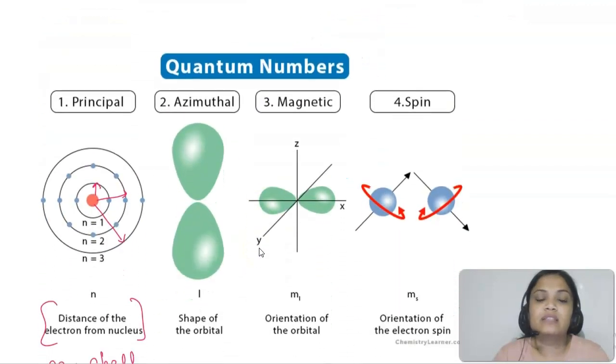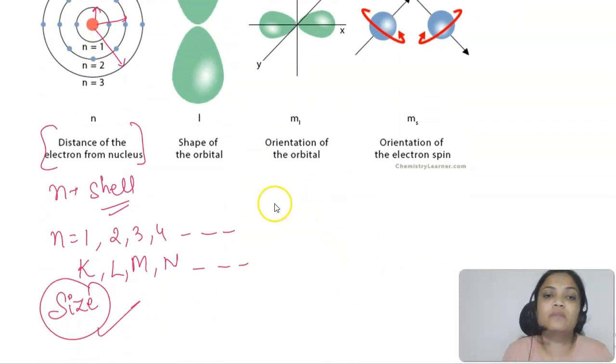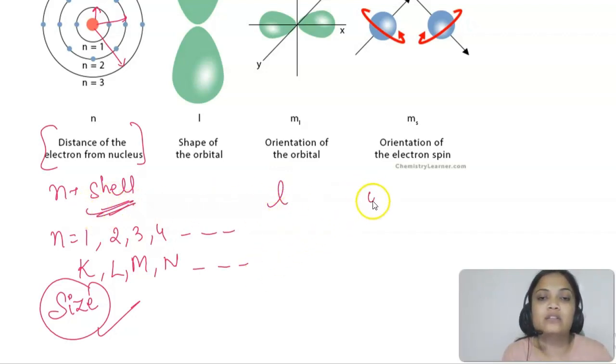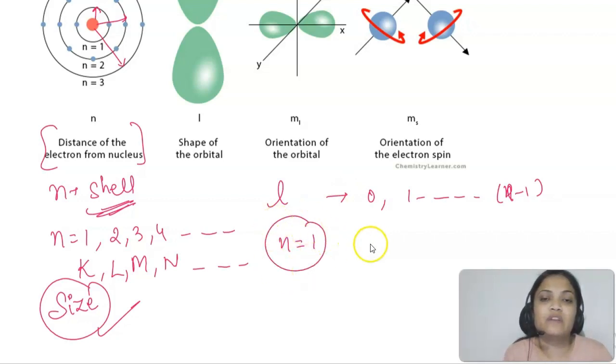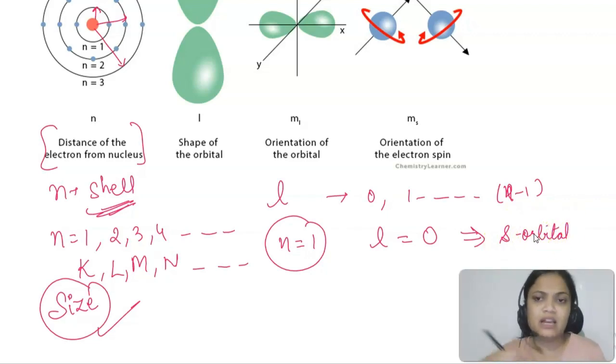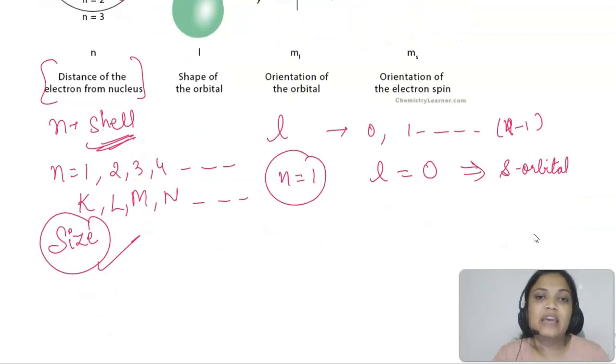Okay, now next is the azimuthal quantum number. Now azimuthal quantum number is denoted by l. Now for every value of n, there are values of l from 0 up to n minus 1. So let's say if the value of n is 1, the value of l will be only 0. Now this l equal to 0 corresponds to the s orbital. And you know that these s, p, d, f orbitals have different shapes. S orbitals are spherical, p are dumbbell shaped, d are double dumbbell shaped. So l equal to 0 denotes the s orbital.